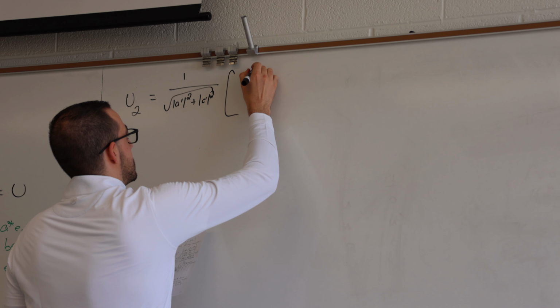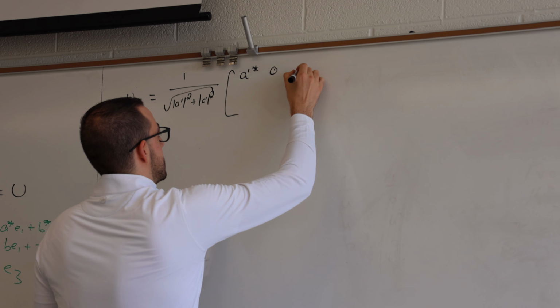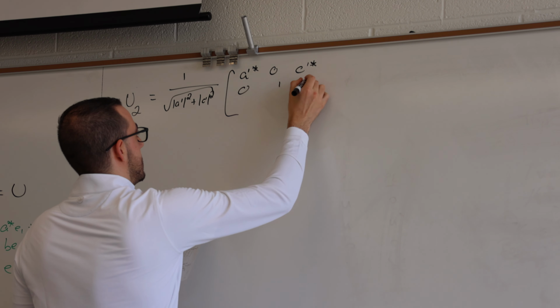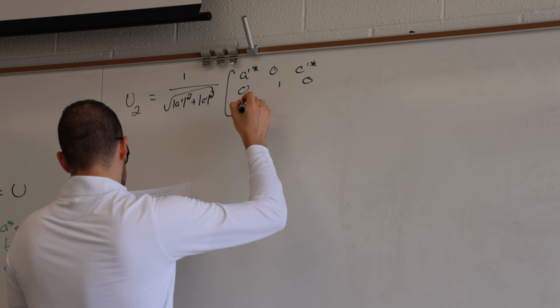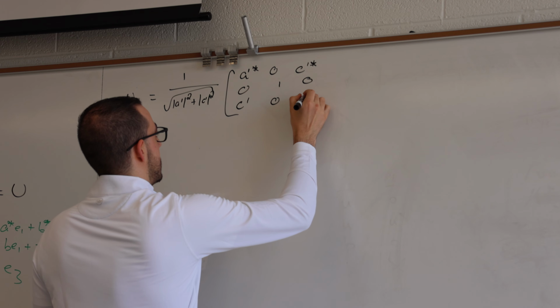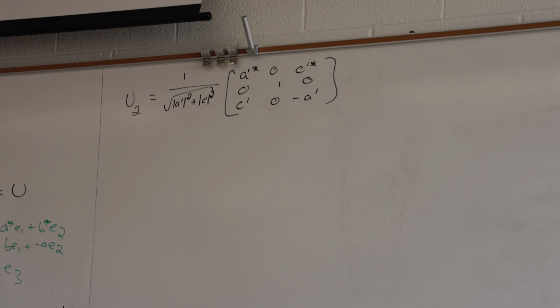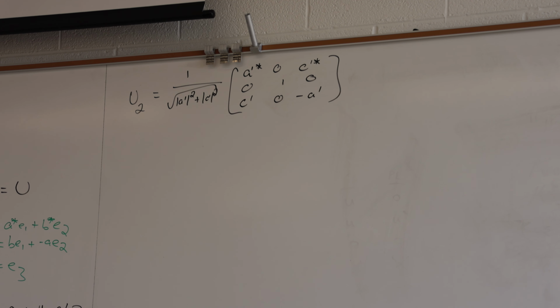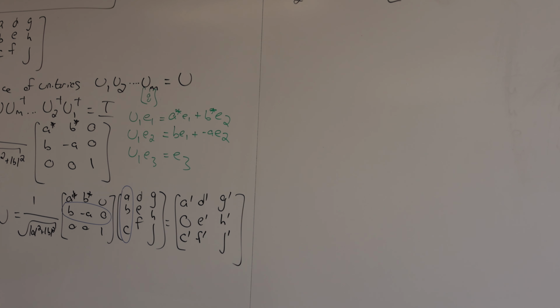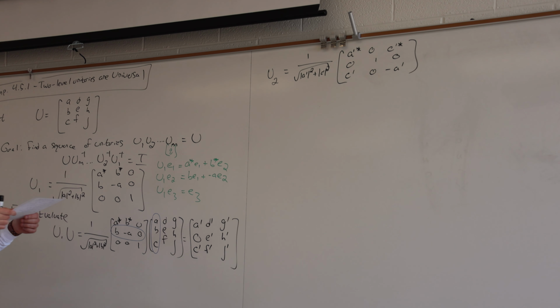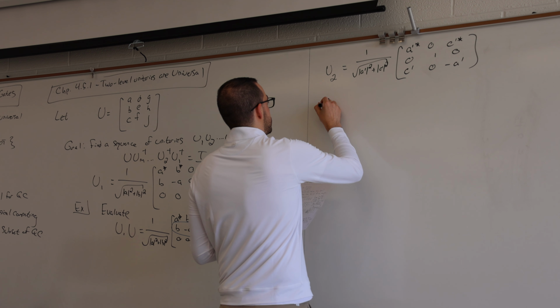A' star, 0, C' star, 0, 1, 0. And then I'll have C', 0, minus A'. Okay? So a similar strategy you see. Take the complex conjugate, normalize to make it unitary, and then 1 comes with a minus sign, so that when you do the matrix multiplication, you'll get, well, in this case, A' times C' plus minus A' times C'. So that's the one that's going to go to 0 again. So this, I'll just leave it to you to check. So check that.